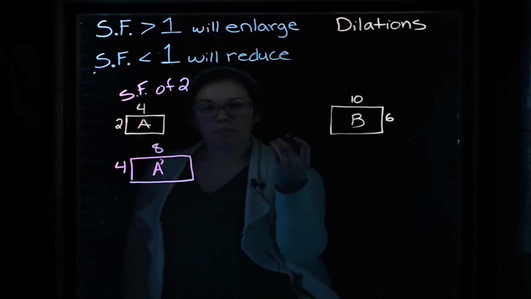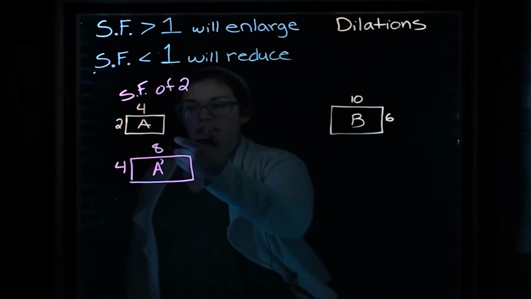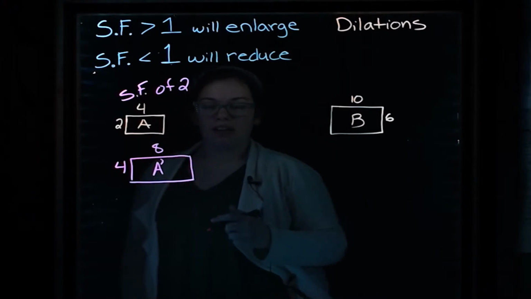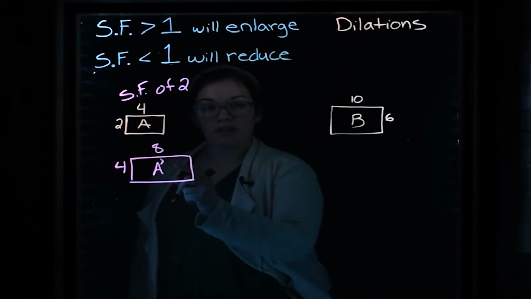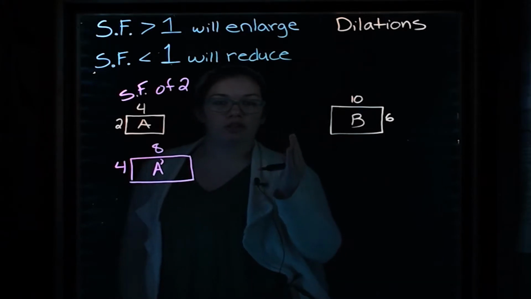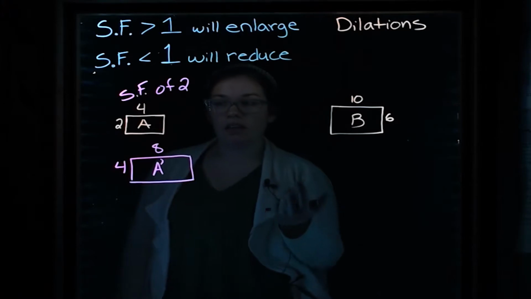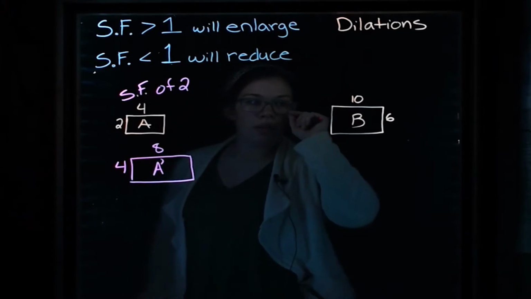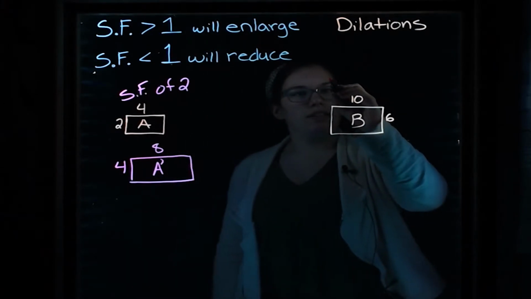So my scale factor must have been bigger than 1 since my new shape is bigger. That's why it's so important to always have your prime symbol, so you know which is your new shape, which shape got dilated, and what was your original shape. So we'll go over here and look at this example.